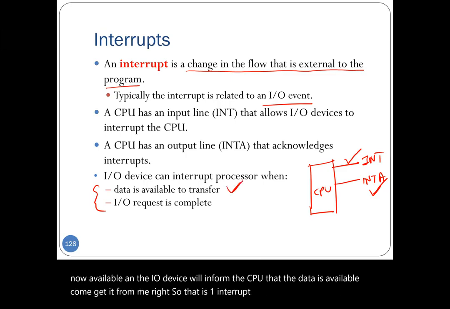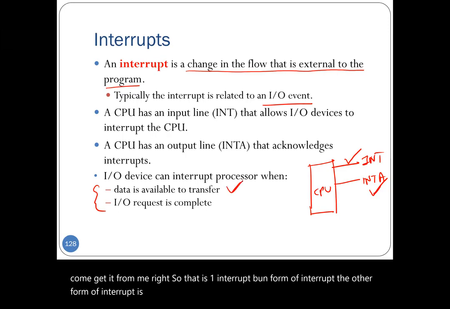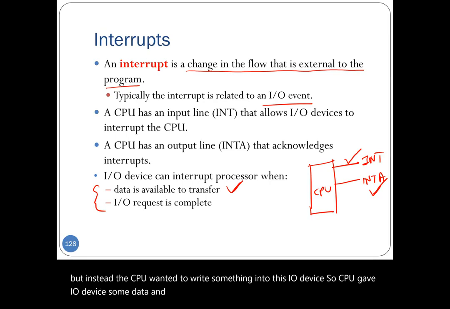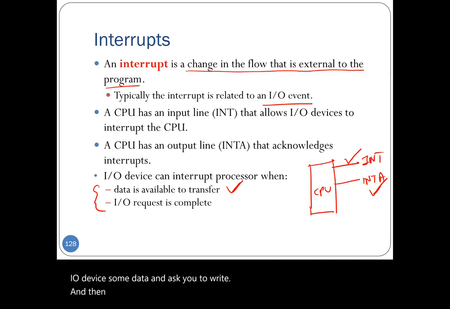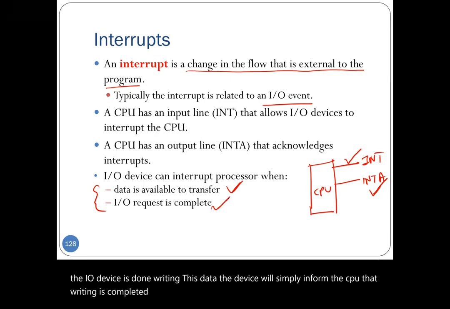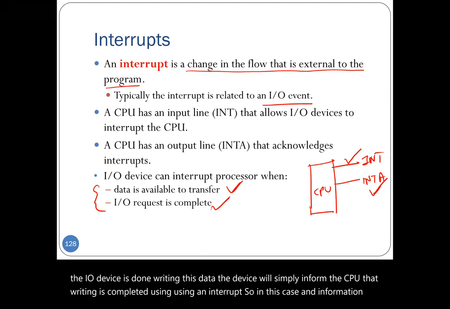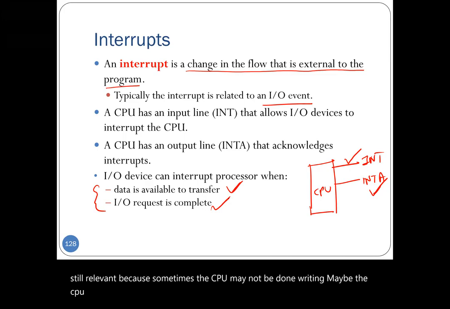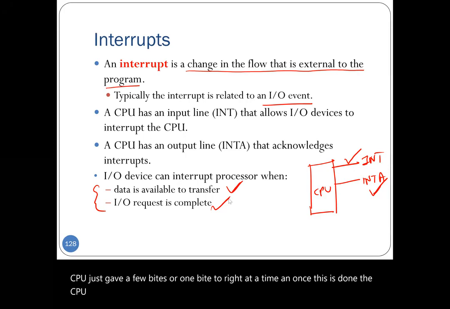The other form of interrupt is where the CPU has not asked the device to read something, but instead wanted to write something into the IO device. The CPU gave the IO device some data and asked it to write, and then went back to doing something else. Later, when the IO device is done writing this data, the device will simply inform the CPU that writing is completed using an interrupt. This information is still relevant, because sometimes the CPU may not be done writing. Maybe the CPU just gave a few bytes, or one byte, to write at a time, and once this is done, the CPU has more data to give to the IO device. So this is still needed.